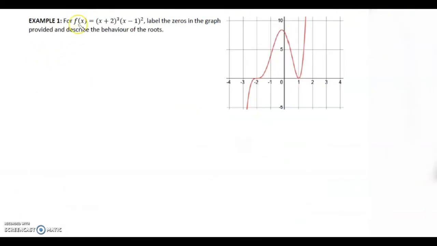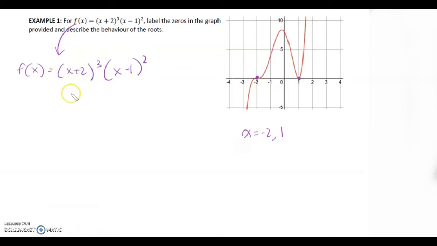So example 1, for f of x equals x plus 2 cubed, x minus 1 squared, label the zeros on the graph, and describe the behavior of the roots. Okay, so the zeros would be negative 2 and 1. Another way of doing that, if we have f of x equals x plus 2 cubed, x minus 1 squared, is it's really easy to come over to the graph and just label them.